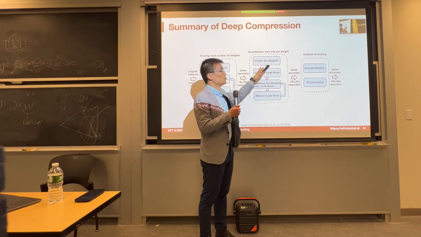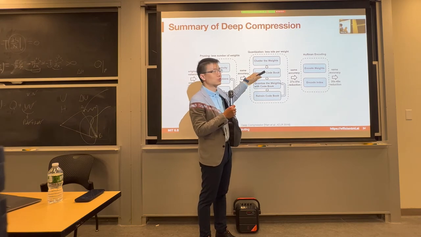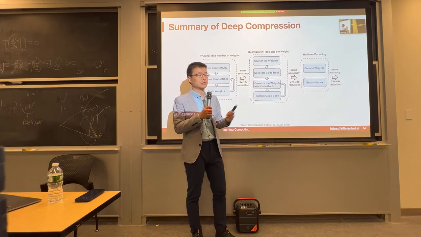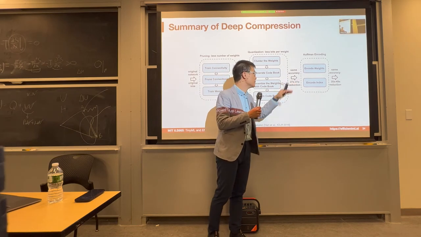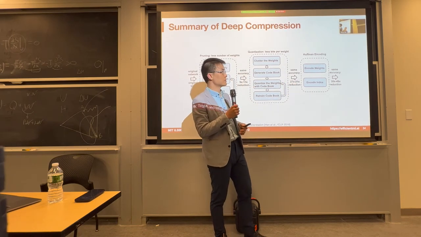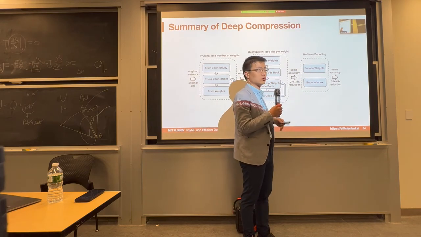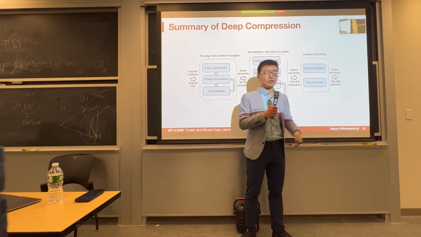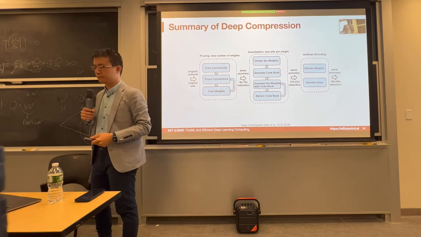And then quantization, we can first cluster the weights, color them into different colors, create a codebook, and then we quantize the weights according to the codebook, and retrain the codebook. In this manner, we can further improve the compression to 27 to 31x. Finally, we encode the weights and index, so that we can use a different number of bits for popular versus infrequent weights, and finally lead to a 35 to 49x reduction of the model size.